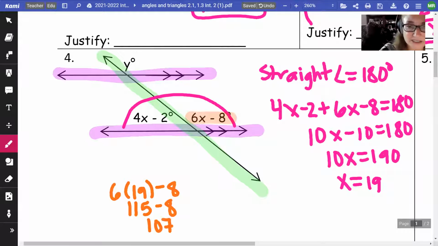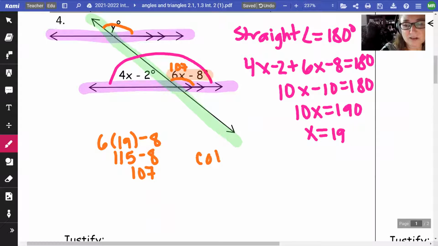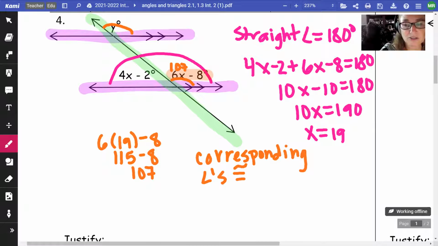And so that means that this one here would have been 107 degrees. Now that angle right here that I'm going to mark in orange, and this one that has the Y, when they're in the same position in a parallel line cut by a transversal, what do I mean by that? Both of them are above their parallel line, and both of them are to the right of the transversal. We call these corresponding angles. So when we've got parallel lines cut by a transversal and we have corresponding angles, they are congruent.